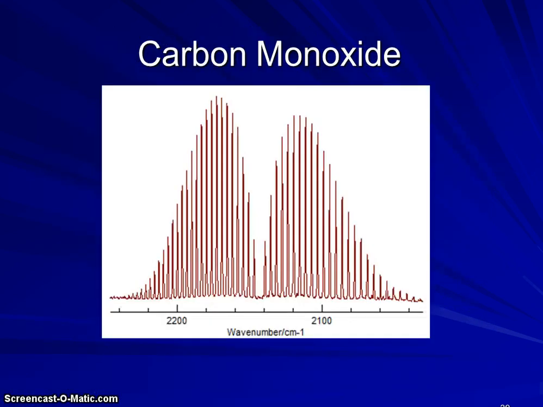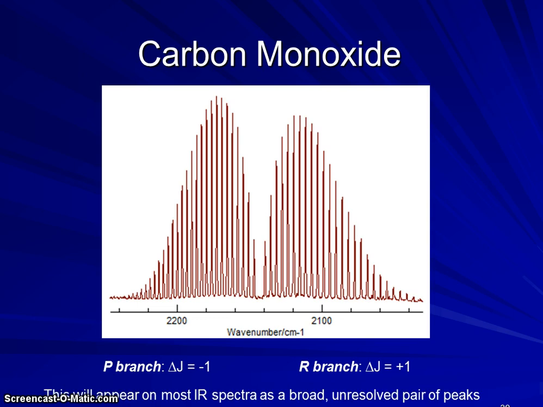Let's take a look at the rotational spectrum for carbon monoxide. Here's exactly what we're talking about. This we call the P branch. These are all minus 1 transitions, whereas the R branch is all plus 1 transitions. And so this is going to show up in an IR spectrum as being a very broad, unresolved pair of peaks, unless we're using an extremely high precision instrument.